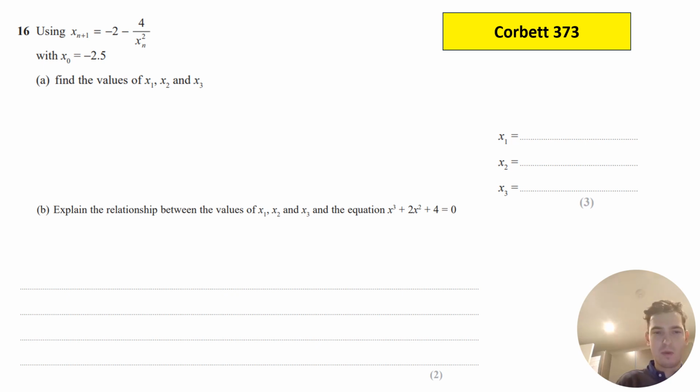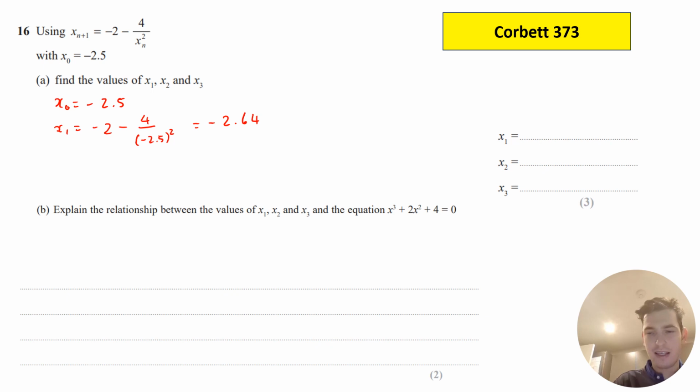Part A, well, you're just going to use the iteration formula, starting off with x0 equals minus 2.5. So in your calculator, to find the next value, x1, we're going to do minus 2 minus 4 over xn squared. So that's our starting value. So that is minus 2.5 squared. And if you put that into your calculator, you get minus 2.64.